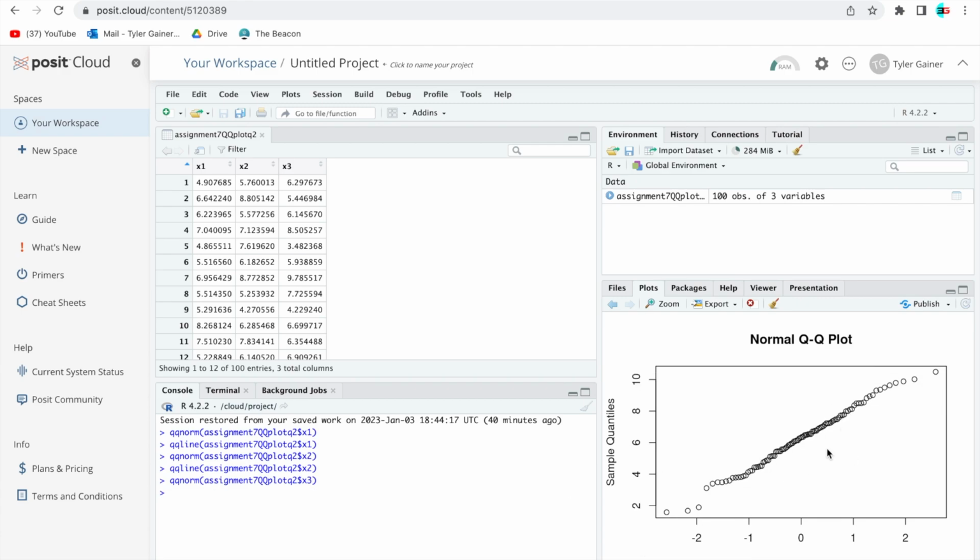Okay, this one does look a lot better. We don't have as many points trailing off. So now let's do the line part of it. And oh, that looks so much better, doesn't it? We don't have data points trailing off at the end. We have this line running through the middle of the data the whole way through. So I'm going to say that x3 is the most normally distributed. All right, thank you for watching.